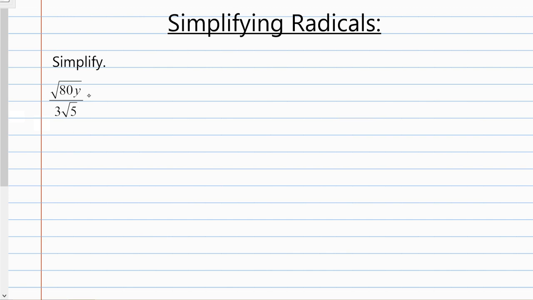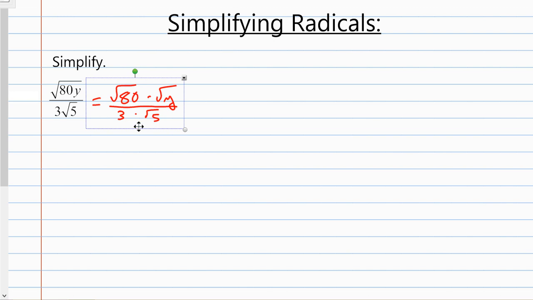So to simplify this one, I think I want to break this into its numerator and denominator first. So I am going to have a square root of 80 times the square root of y over a 3 times the square root of 5.